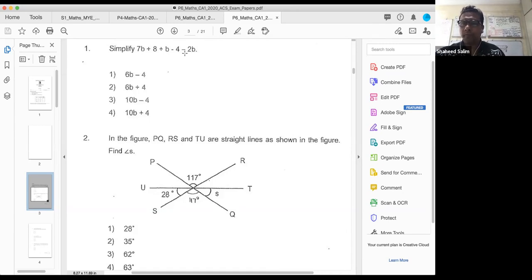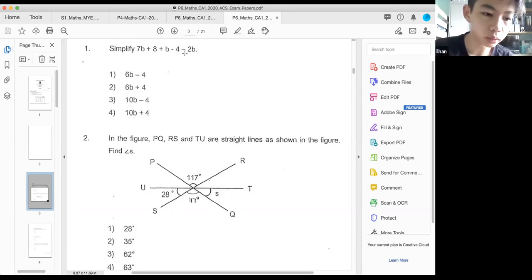Zahin, you finish, eh? Question 1, what's the answer, Zahin? 6B plus 4. Okay, let's see whether it says the answer is 2. What do you think, Ilhan? My answer is number 4. I mean number 3. Number 3, okay.